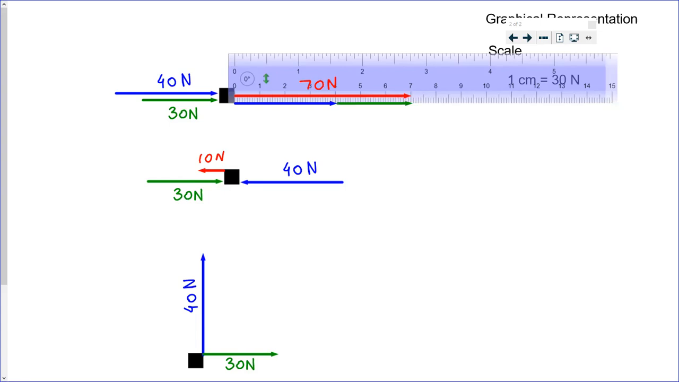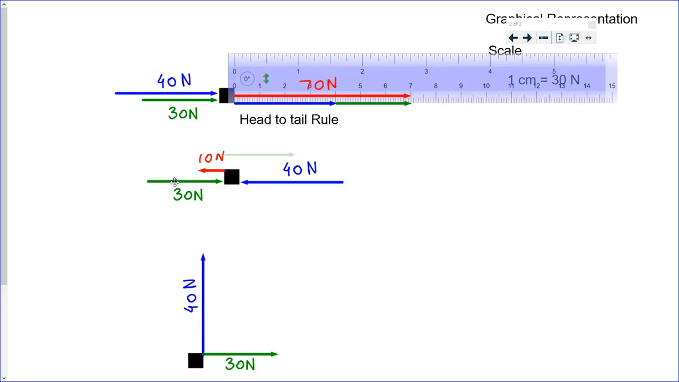Why is this method called head to tail rule? Because what we are doing, we are connecting the head of the one with the tail of the other, right? So how we are connecting these two things? By head to tail rule. Is it clear? That gives us 70. And the same is the reason to get that 10.